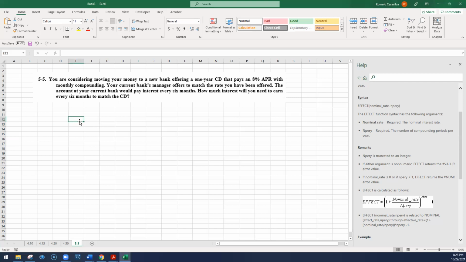Okay, this is chapter 5, so this is about interest rates. Basically, they're giving you the rates here. We can use the effective function or I use the formula. I will do both, so the EAR. There's a formula, but let's do it both ways. Let's do first with effective.